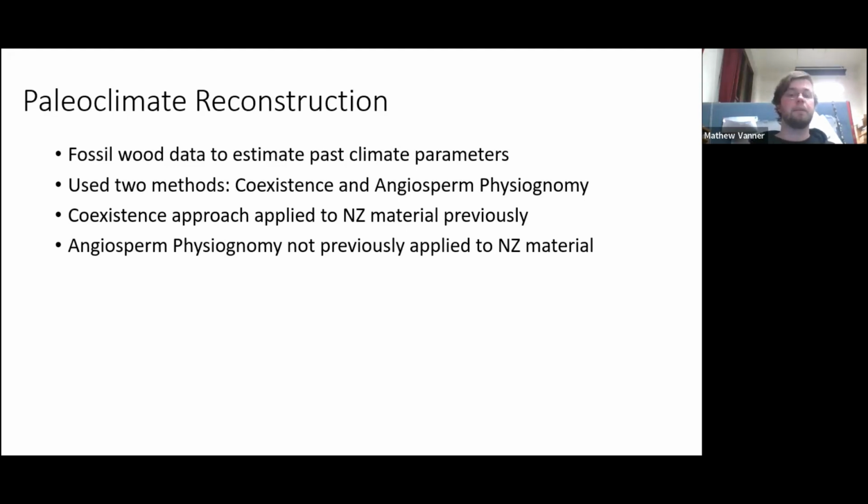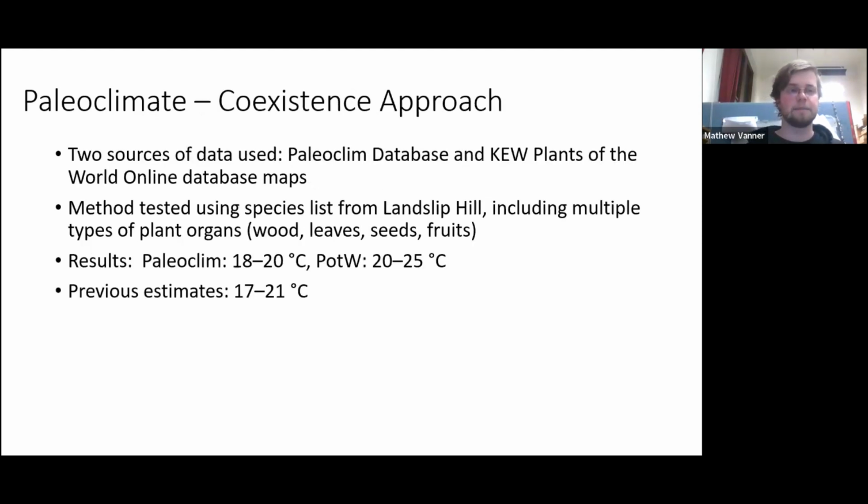The coexistence approach has been applied to New Zealand material previously because it doesn't have to use just wood material, whereas the angiosperm physiognomy specifically uses wood, and so it had not really been done on New Zealand material in the past. For the coexistence approach, I used 2 different sources of data, the Paleoclimate database and the Kew Plants and Wood online database, and they resulted in, from the Landslip Hill genera, a paleoclimate estimation of somewhere between 18 and 25 degrees, both of them. Previous estimates from the Landslip Hill material had given estimates of between 17 and 21 degrees, so it kind of falls within the range.